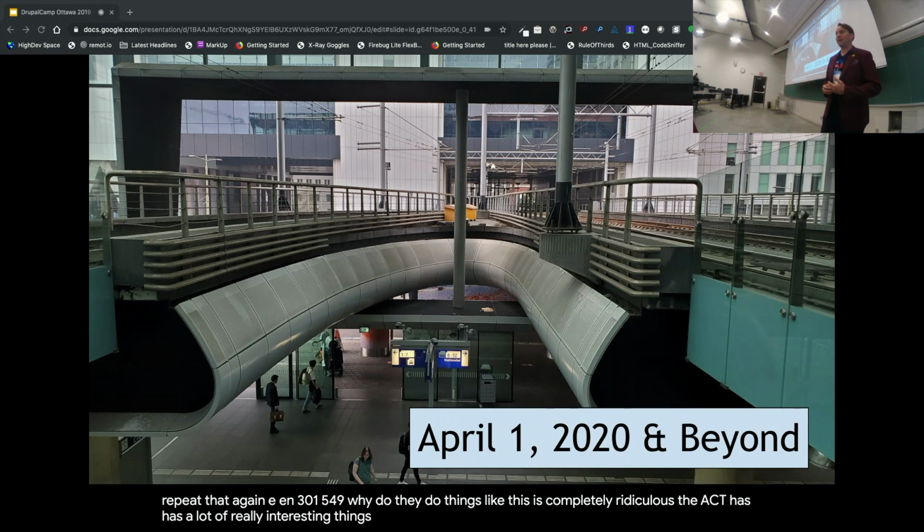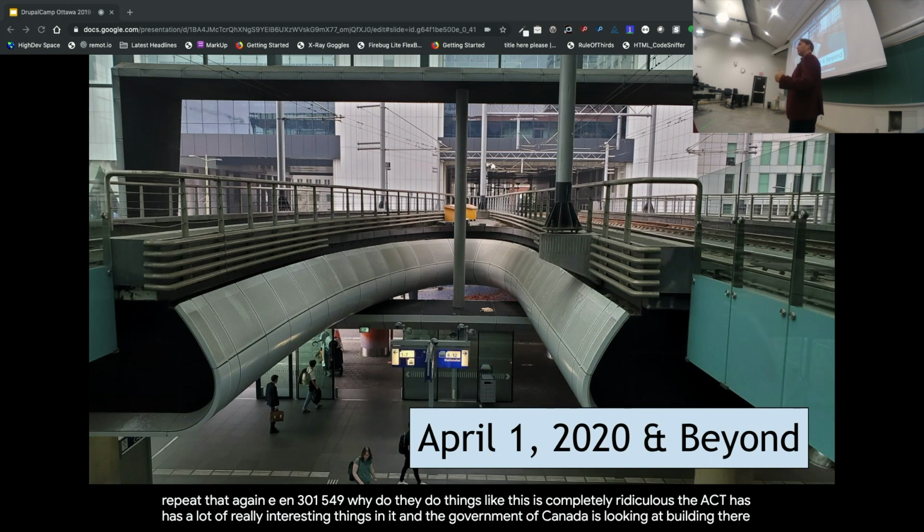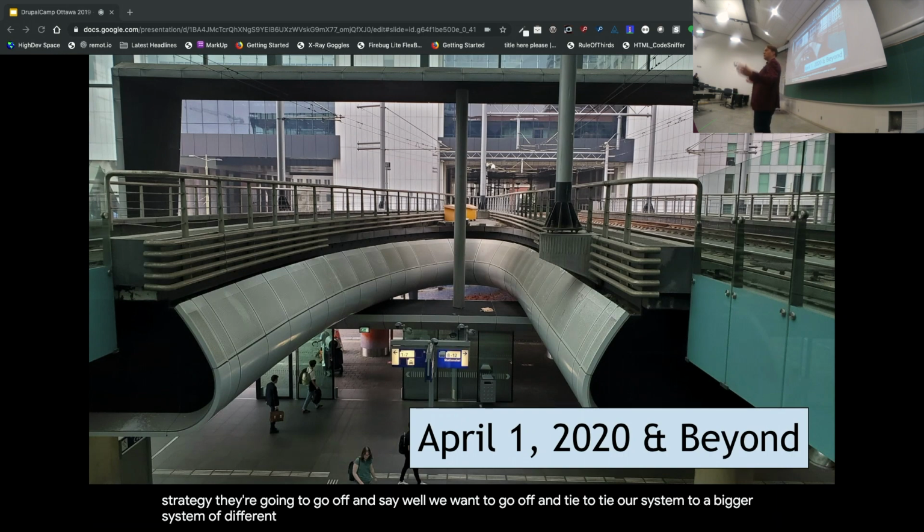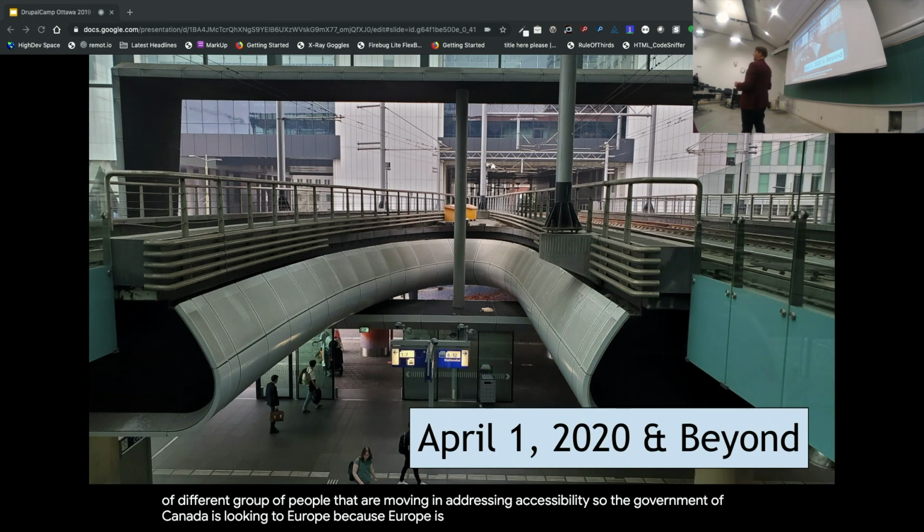Anyways, the European Accessibility Act has a lot of really interesting things in it, and the government of Canada is looking at building their strategy. They want to tie our system to a bigger system, a different group of people that are moving and addressing accessibility. So the government of Canada is looking to Europe, because Europe is further ahead in many ways than the government of Canada is.